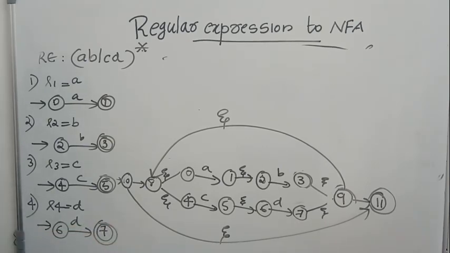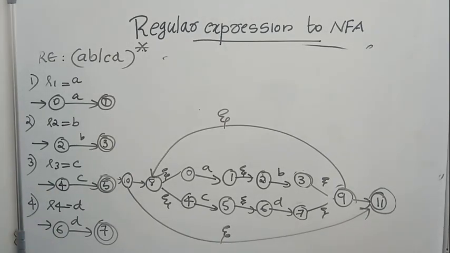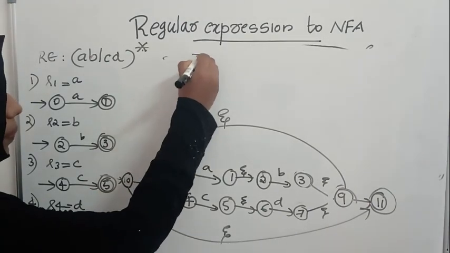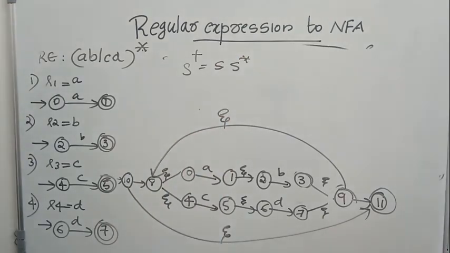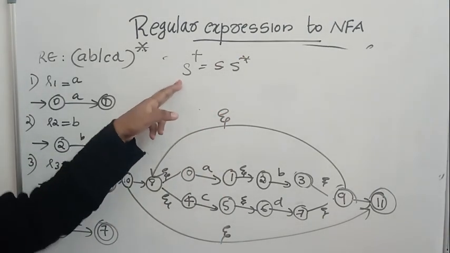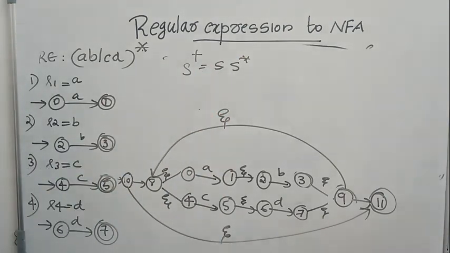While doing this, please keep in mind that concatenation is the highest priority operation and OR comes only after that. Everything else is easy. And one more thing: S plus is equal to S dot S star. That is, if you know how to draw S star, you can draw S plus by simply concatenating it with an S.